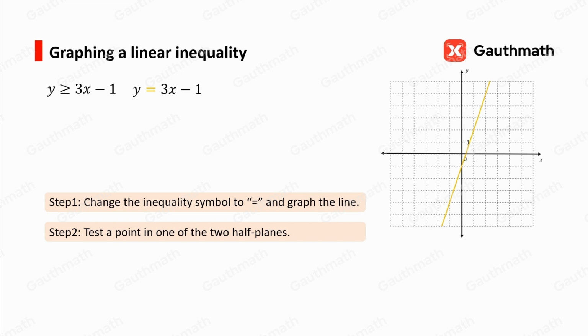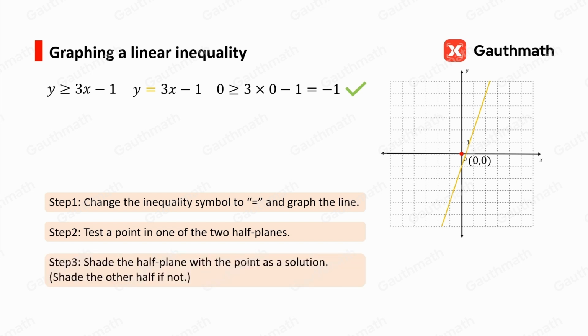Step 2: test a point in one of the two half planes. Normally, the first choice is (0, 0), the origin, because 0 is an easy number. So we test (0, 0), and yes, it is a solution. It makes the inequality true. Step 3: shade the half plane containing the point if it is a solution, and shade the other half if not.